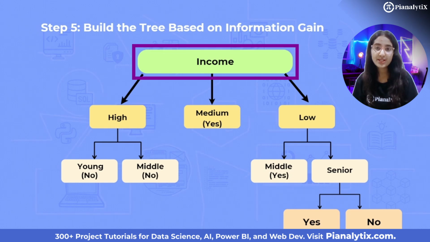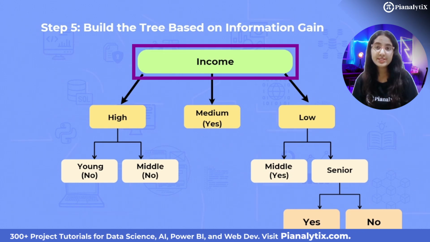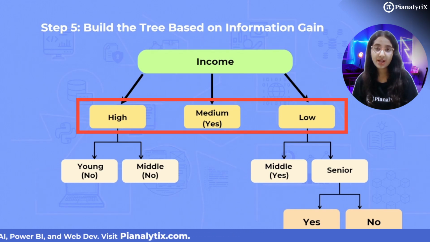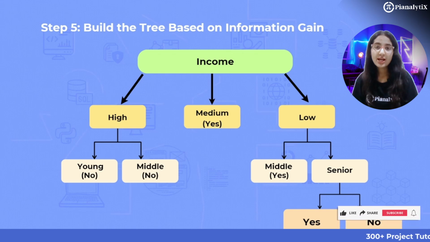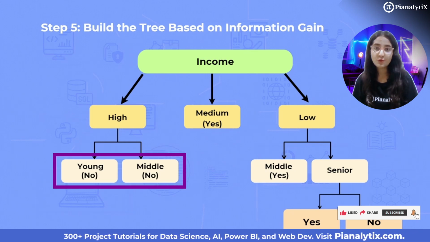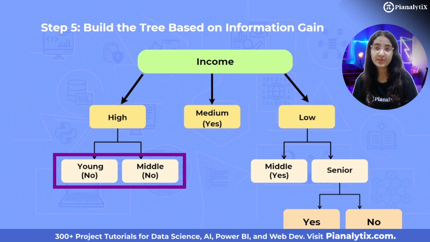The root node is income. The first decision is based on income. The root node splits the data into three branches: high, medium, and low. Income is equal to high. The tree further splits based on age group. If the age is young, it predicts no, did not purchase. If the age is middle, it also predicts no, did not purchase.